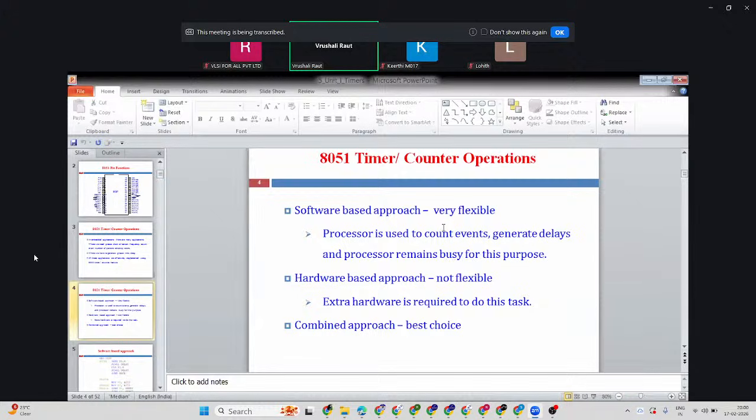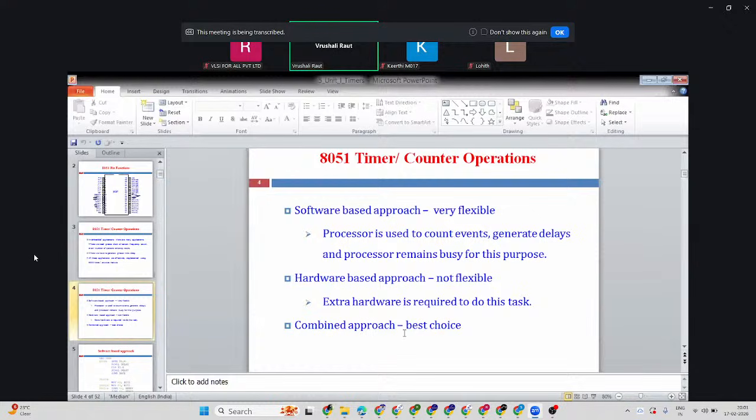Okay, that's why we are going for the hardware based approach, which is not flexible, and here we are using the timer. Here we are using extra hardware. And what is that extra hardware? The timer registers which are there inside my controller or processor, those timer registers are used. Even sometimes I can use a combined approach of software based delay and hardware based delay.